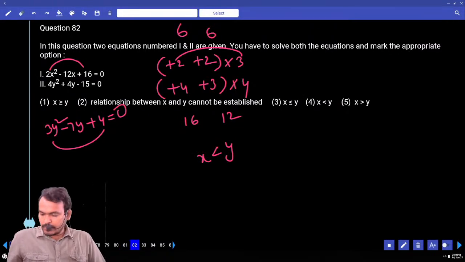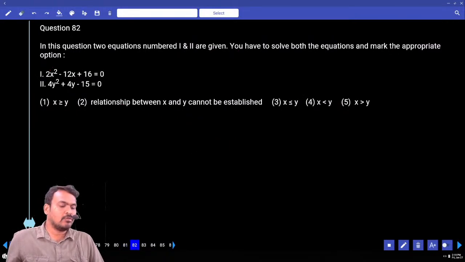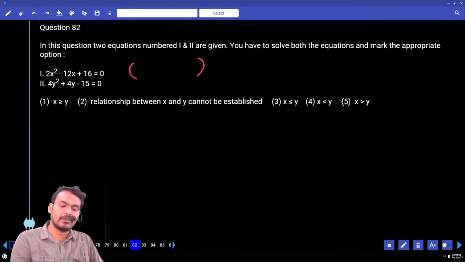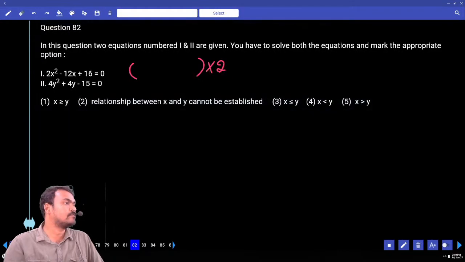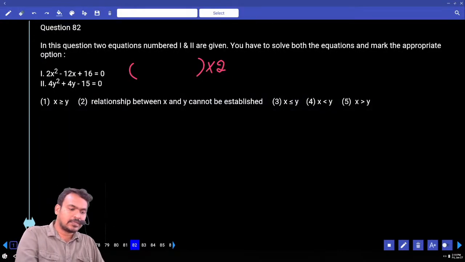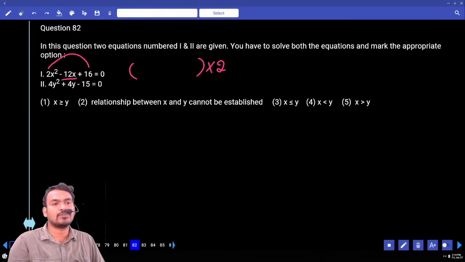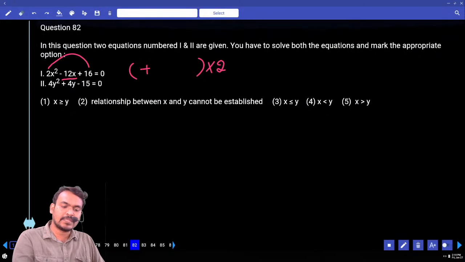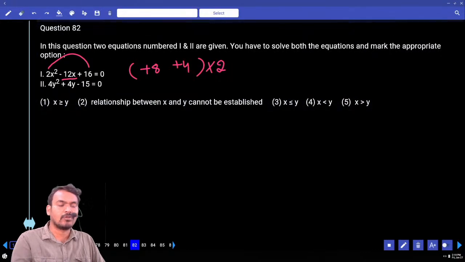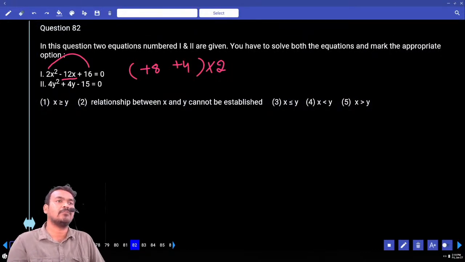Next, 82. What is the coefficient of x²? 2. But the coefficient of y²? 4. It means x roots multiplied by 2 times, right? Yes or no? Next, 2 into 16 is how much? 32. But the sum value is how much? −12, right? Then one will be +8, another one +4. Initially negatives but finally positive.